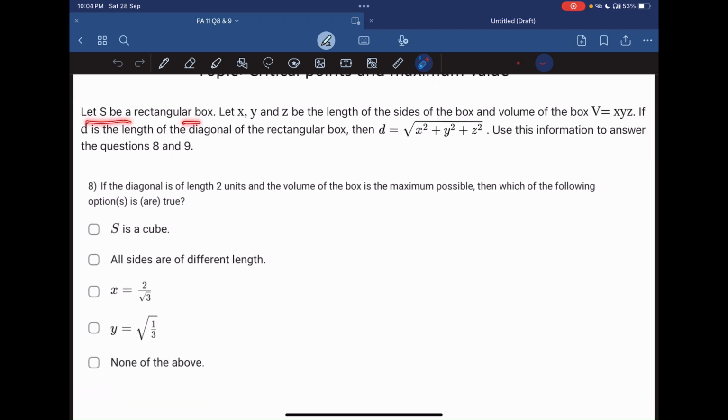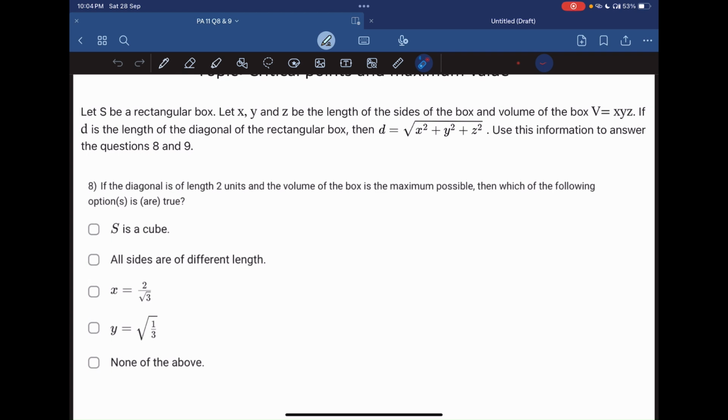Let S be a rectangular box. Let x, y and z be the lengths of the sides of the box, and the volume of the box V is x into y into z. If D denotes the length of the diagonal of the rectangular box, then D is the square root of x square plus y square plus z square. Use this information to answer questions 8 and 9.